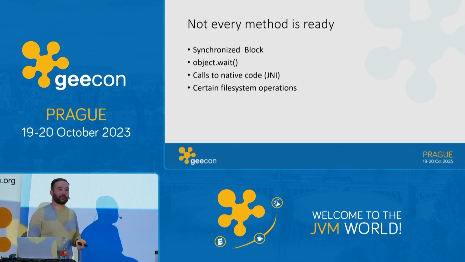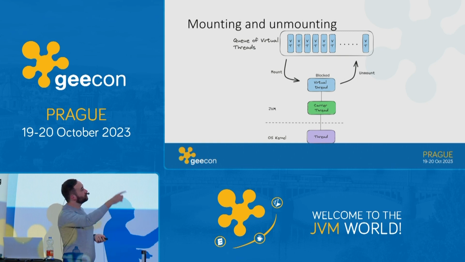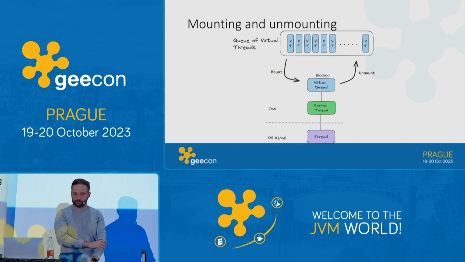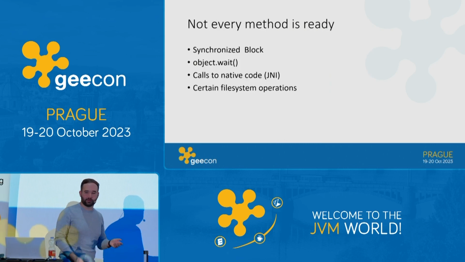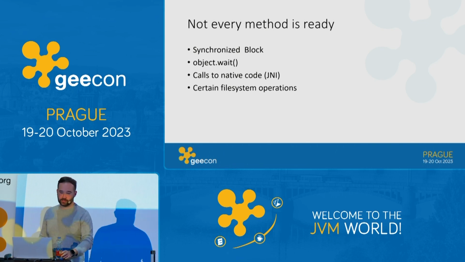But not every blocking method is ready yet. So as you just saw, here I have the life cycle. Every time it's blocked, it is put back inside the heap, back inside this queue. But it doesn't happen every time. So let's go over some more of the pitfalls of virtual threads.